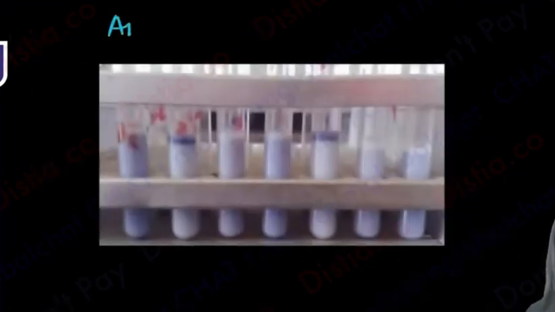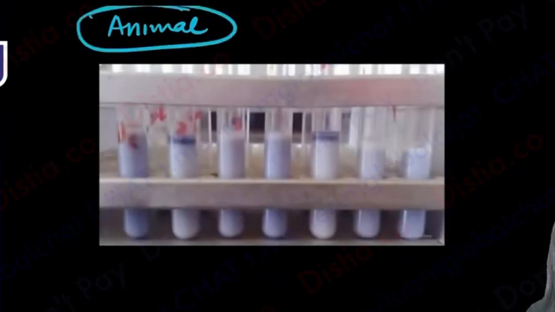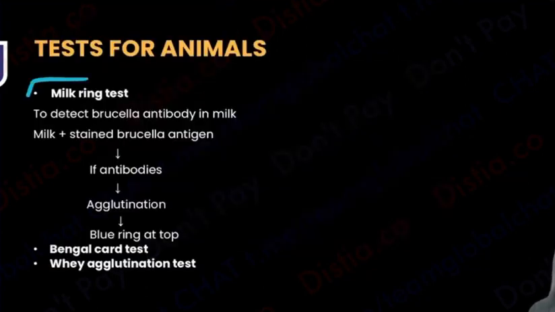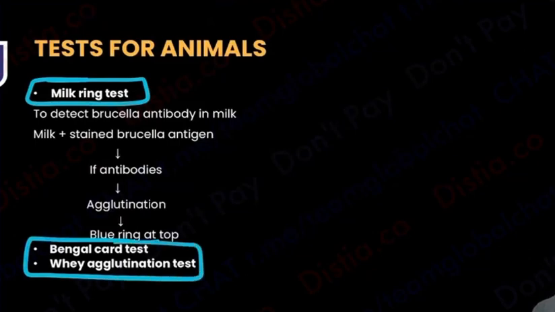What is the test that you do in animals? You can see that this is milk, animal milk, white color milk, and I can see some rings, purple color rings. So what is that? That is the milk ring test. You can also do a Bengal card test and a whey agglutination test. These are all animal tests that are done. But you get a question on the milk ring test.